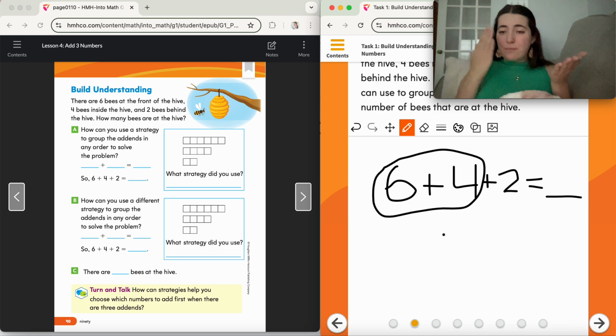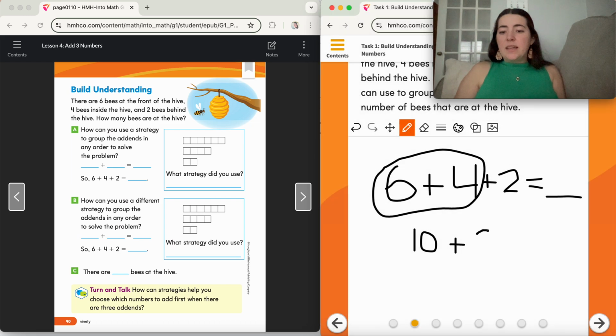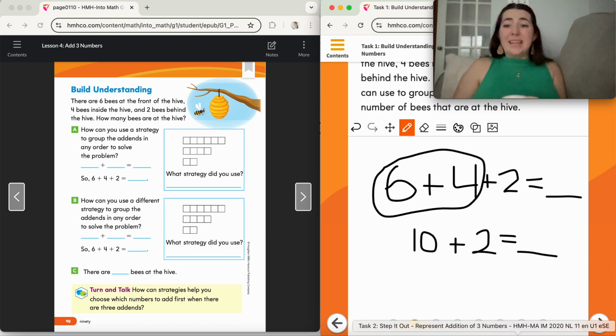If I add 6 plus 10, the answer is... I think I just told you the answer. Whoops. If you add 6 plus 4, I told you the answer. The answer is 10, silly Miss Meadows. So this would make 10 plus what is left up top is 2 equals blank. Now I need to figure out what is 10 plus 2.